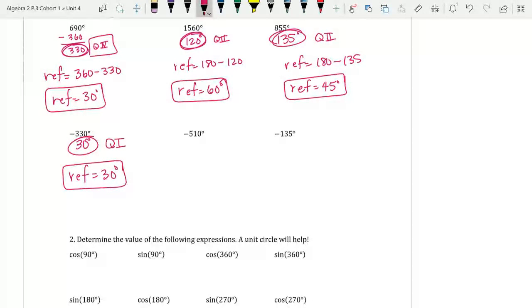Negative 510. Add 360. It's still negative. So guess what you have to do? You have to add it again, and we get 210. So negative 510 and positive 210 terminate at the same spot, meaning negative 510 terminates in quadrant 3. 210 is a quadrant 3 angle. The reference angle for quadrant 3 is to take the angle 210, again the new angle we found, and subtract 180. So my reference angle is 30 degrees.